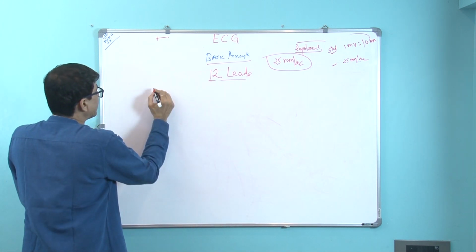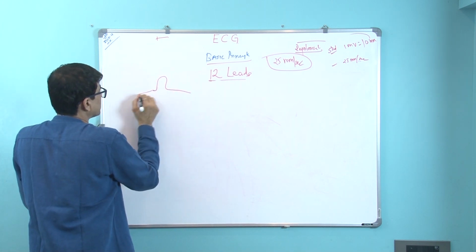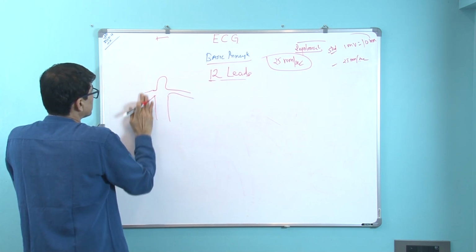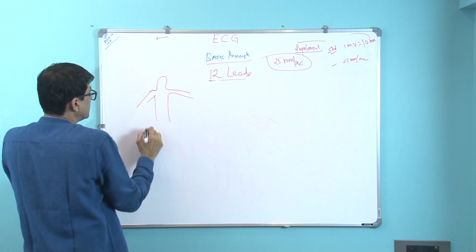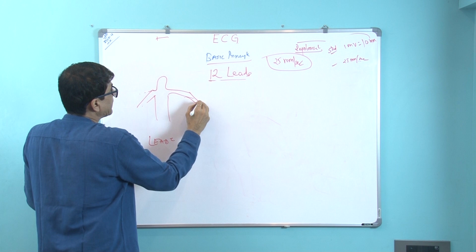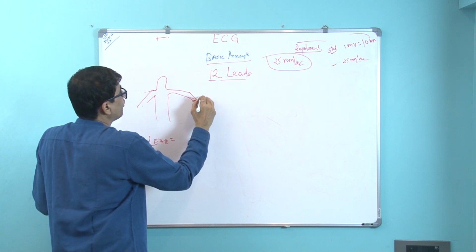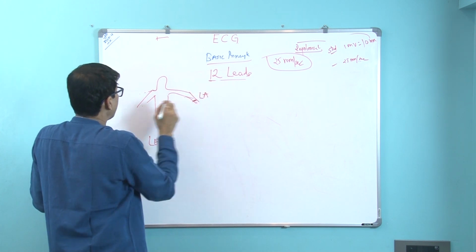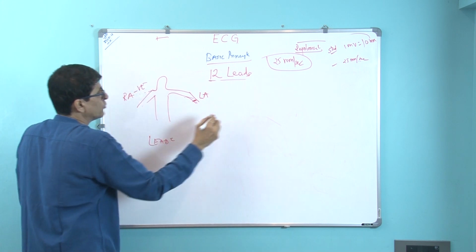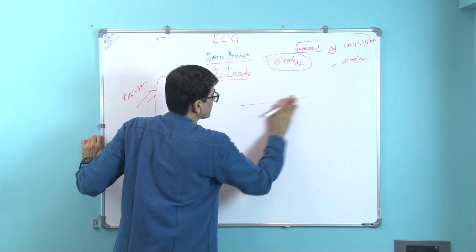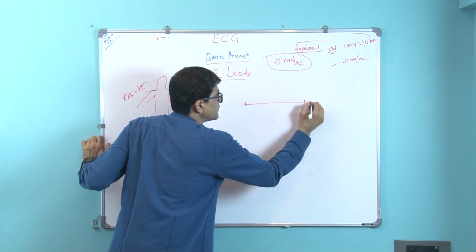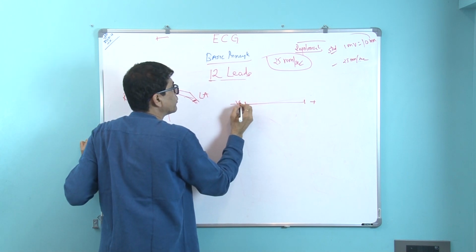See, now lead 1. This is lead 1, which has the positive pole connected to the left arm and the negative pole connected to the right arm. So, here it is positive, here it is negative. This is first.